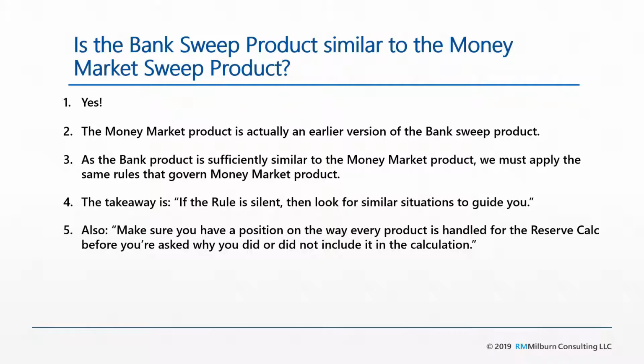The takeaway is this: if the rule does not mention a particular product or practice involving customer cash or securities, you cannot just assume that the rule allows you to not protect the customer's property. Also, for each class of customer property, you should determine if it's covered by the rule and write a memo on how you came to your decision.